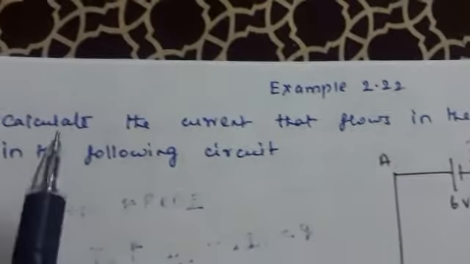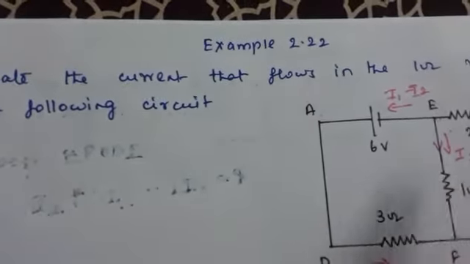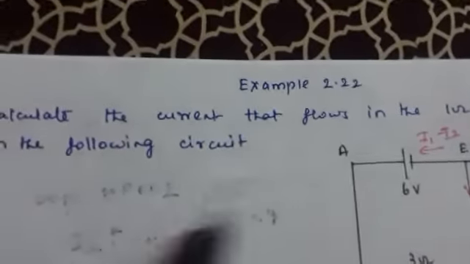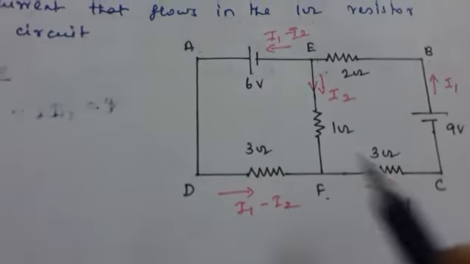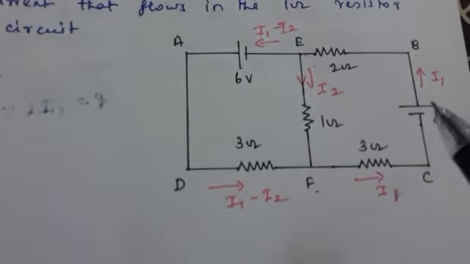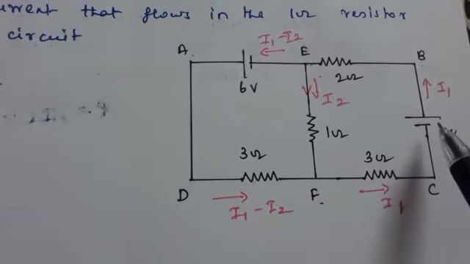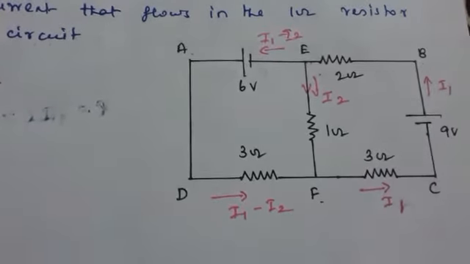Example 2.22. Calculate the current that flows in the 1 ohm resistor in the following circuit. Now this is your circuit given. Now I am going to mark the current flowing in the circuit.